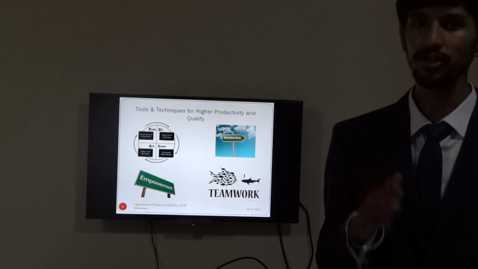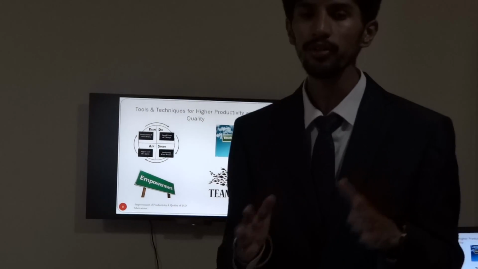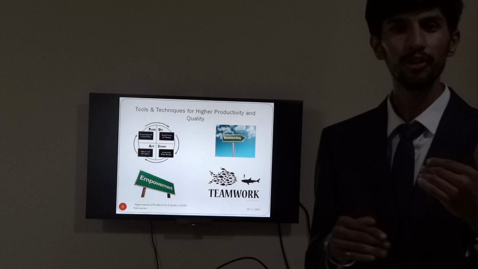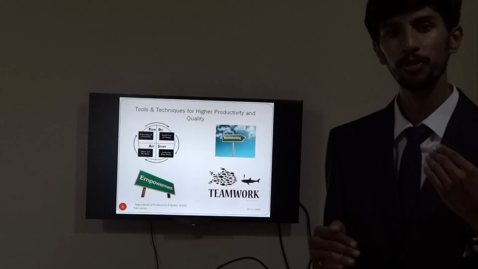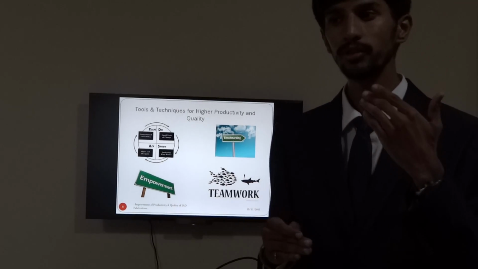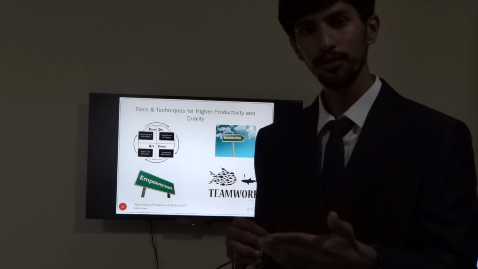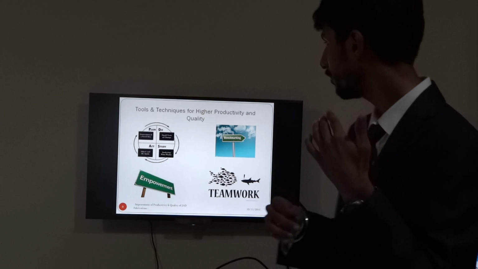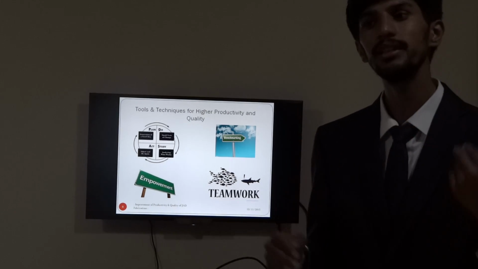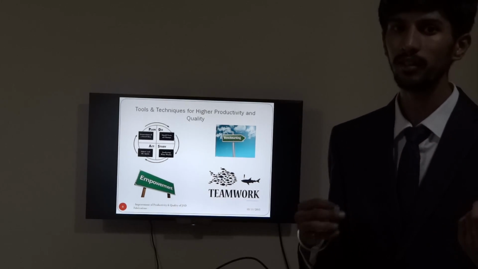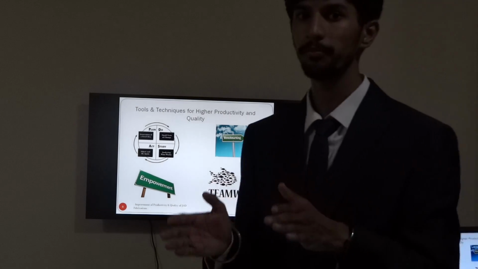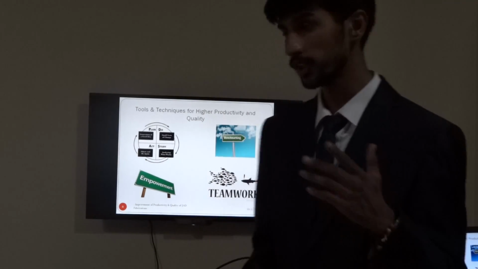JD Fabrication earlier did not use the PDSA cycle, but later on, after using this, there was a continuous improvement in the company, so that they used to plan, they used to study what is going on, and afterwards they used to act. So after continuing this cycle, you can see a significant amount of change in the company, which can improve the productivity and quality of the company.